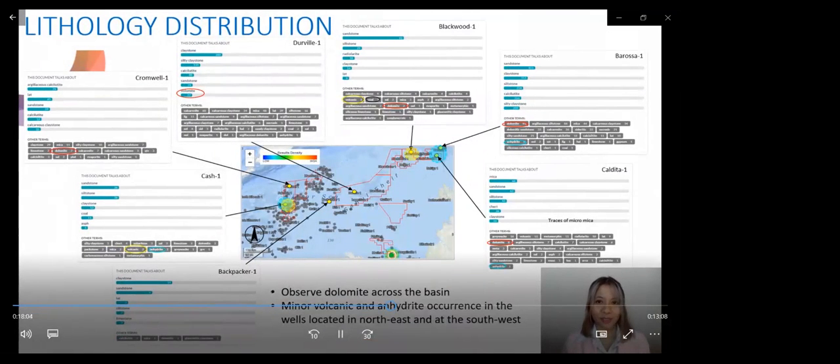This is how the lithology clouds look. We have several lithology clouds extracted from several wells here. The cloud basically shows the number of times a lithology is mentioned in all reports in each well.